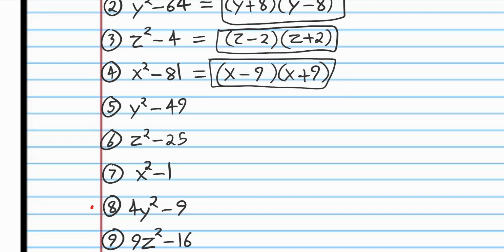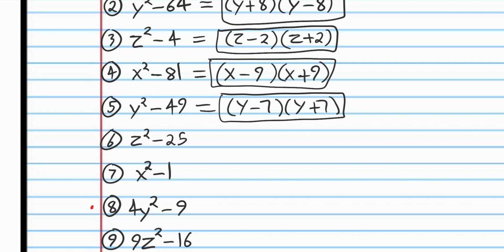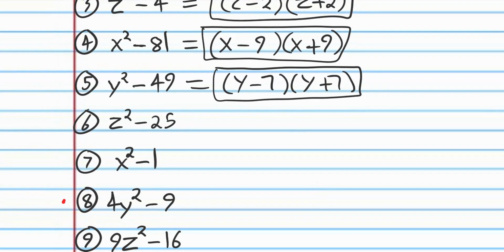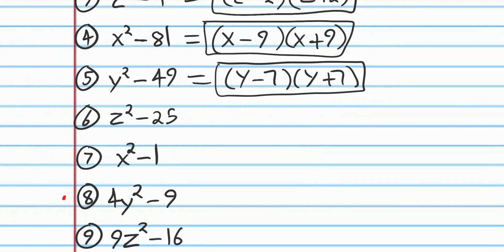All right, we're back. Put your 2 pairs of parentheses and ask yourself what number times itself equals 49, and it's 7. And be sure you write your plus and minus. Try number 6, and when you come back, we'll do it together. All right, we're back.